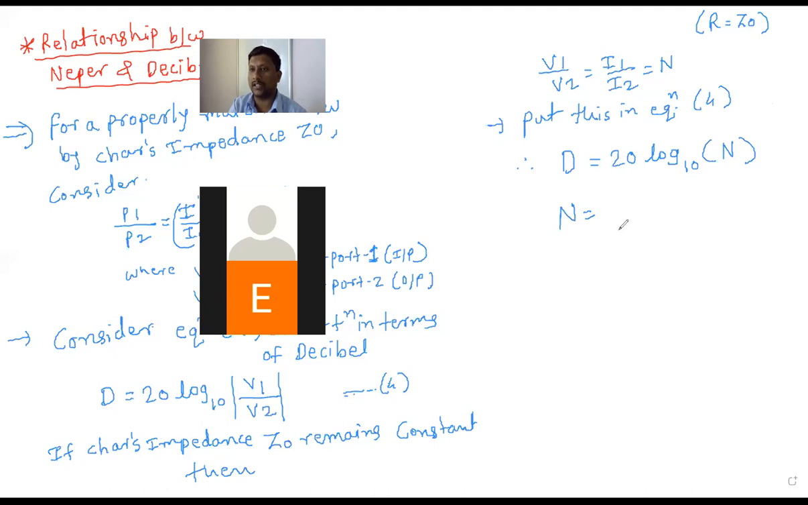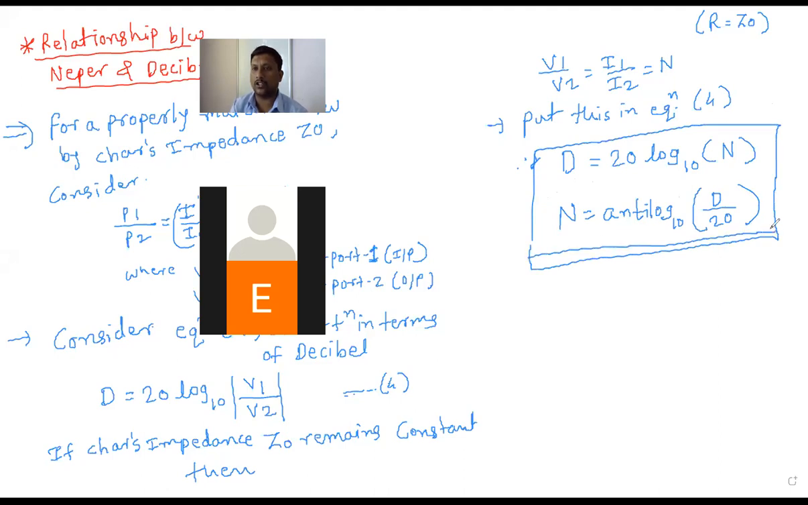N is equal to, how do we calculate N? Anyone? When 20 goes to the other side, what will happen? D divided by 20. Then here there is a log, so to find N we have to take the anti log. So N is equal to anti log of base 10 of D divided by 20. Right? So these are the two equations we require to solve the numerical examples based on the attenuator part. These equations show the relationship between Neper and Decibel.